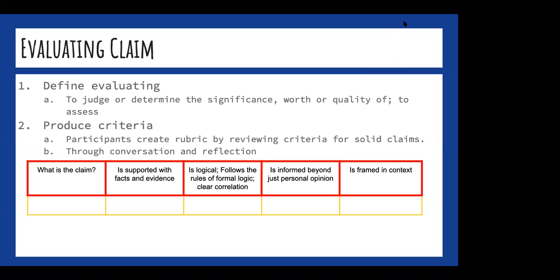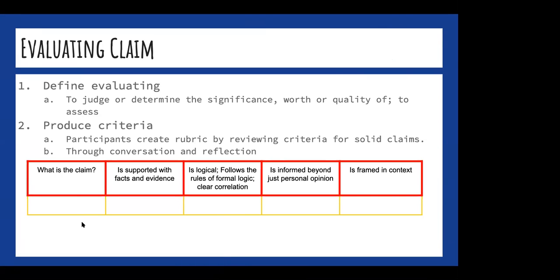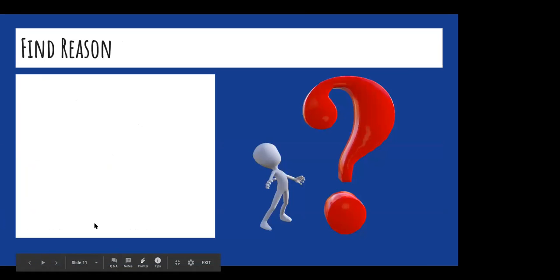So when a student is evaluating a claim, you would have them go in and plug in the claims that are there, which we'll look at in a minute, the claims that you just identified, and then you do a checkbox. Does it have facts to support it? Is it logical? Is it informed? So that way they can really judge the quality of this claim that is being made. And then lastly, they evaluate. Okay. All right.